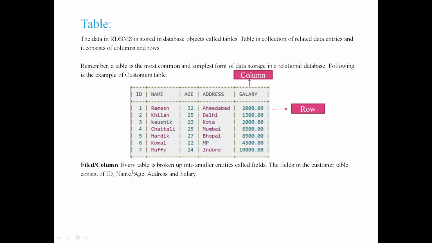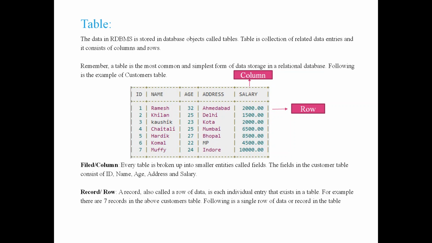A field, or a column: every table is broken up into smaller entities called fields, that is your columns. The fields in the customer table consist of ID, name, age, address, and salary. So ID, name, age, address, salary are columns inside this table. In the same way, a record is a complete row. You can see that for one, Ramesh, 32, Ahmedabad, and salary 2000 is a complete row, or we call it a complete record.